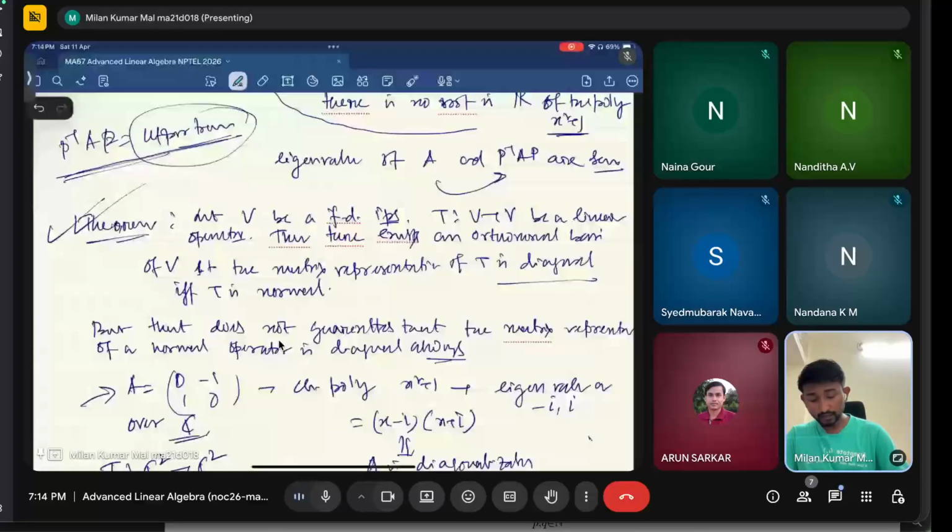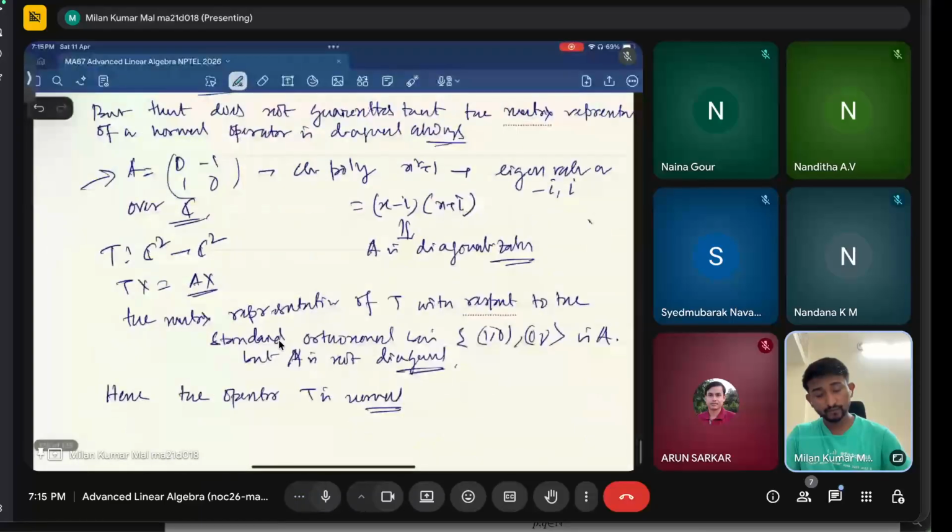Why is this normal? Because T is diagonalizable. You can consider A and check that T is normal. But its eigenvalues are square root of I and square root of minus I, and they are not real.